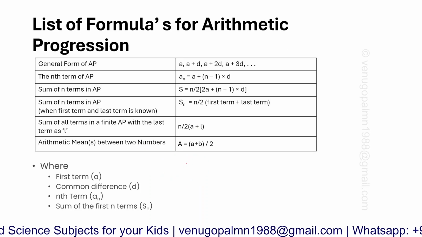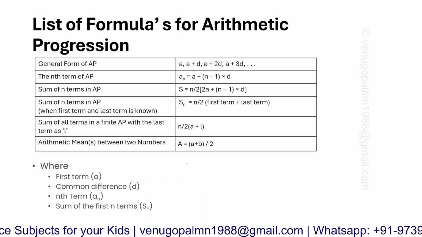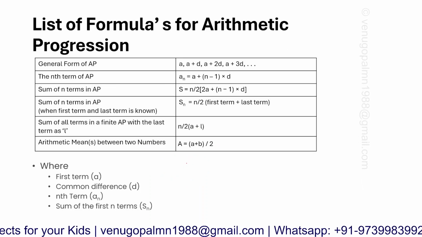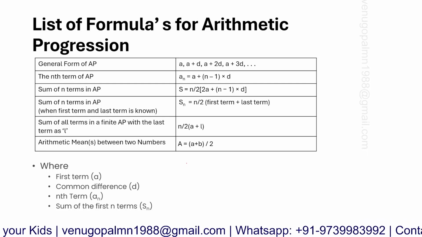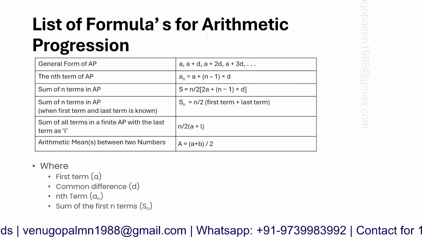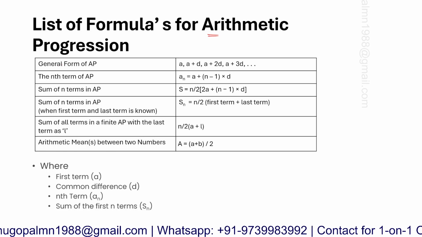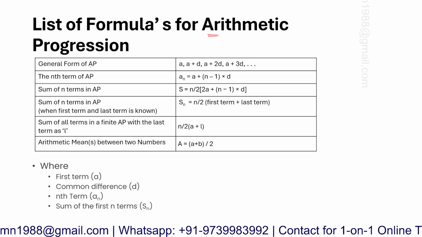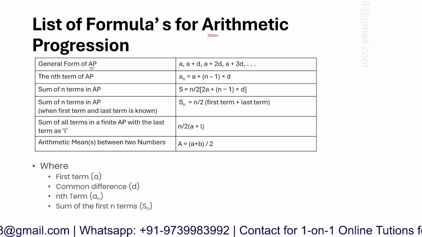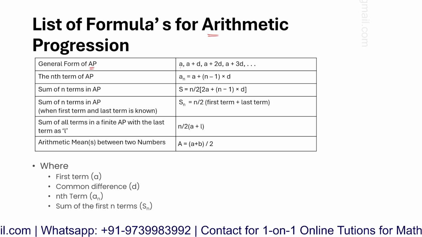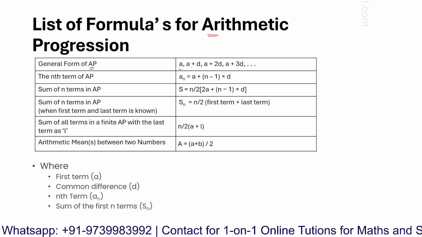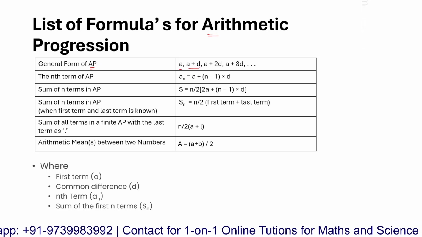arithmetic progression. So this particular slide will give you a summary of all the important formulas which come under the arithmetic progression topic. Okay, so the first formula: general form of an arithmetic progression. How can we write an arithmetic progression? The general form is A comma, the second term is A plus the common difference D.